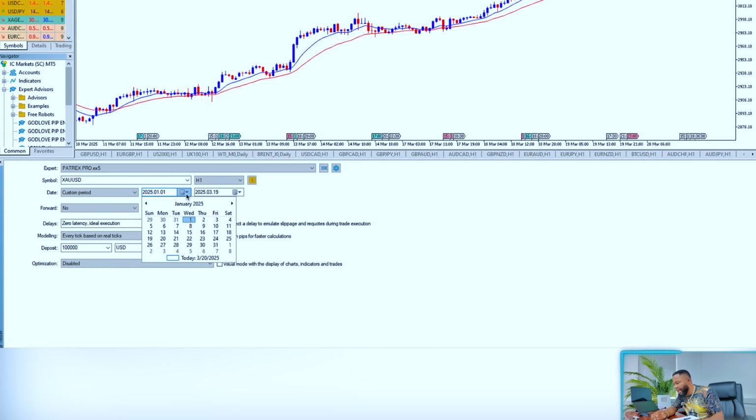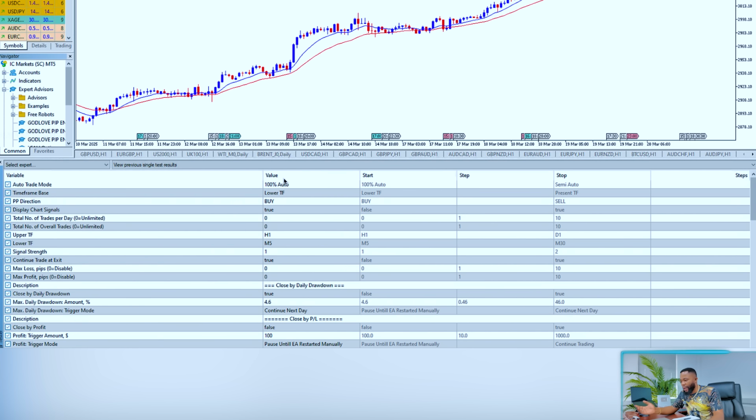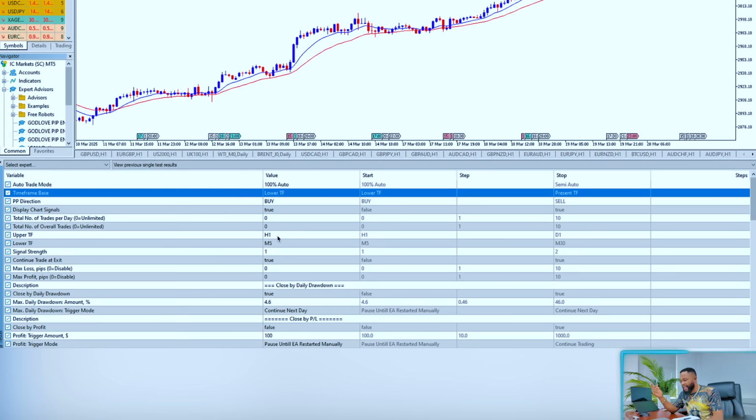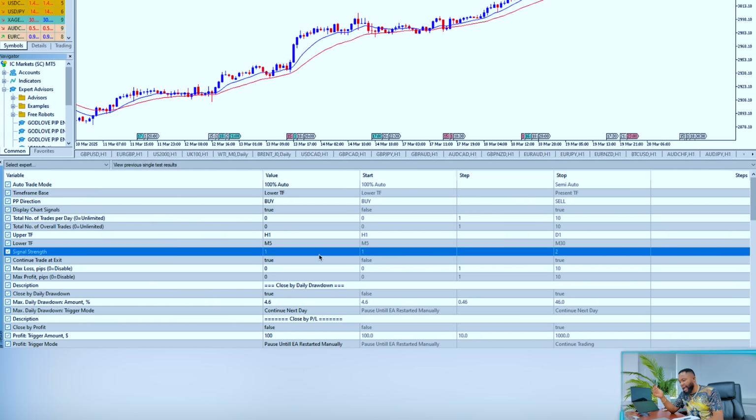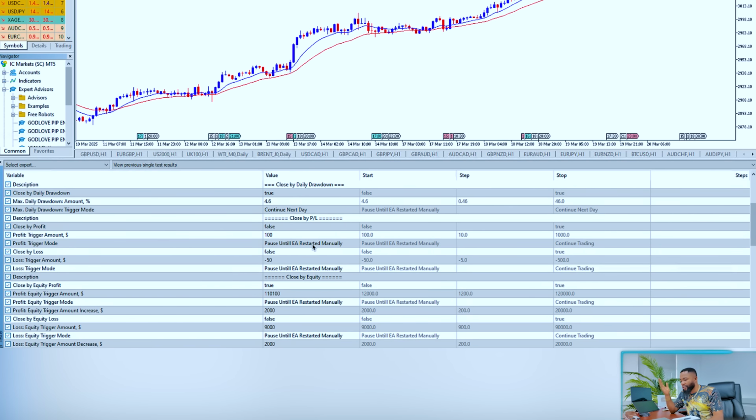Let's just do it again for the last week, right? Today is the 19th. Let's go January, February, March. Let's just say we started on the 10th of March to today. And then we're just going to be backtesting using the same settings we have here. We're going to put it on 100% auto. Everything here, there's already a detailed video explaining Patrex Pro and the parameters to you guys. So I'm just going to use the default parameters that come with the robot.